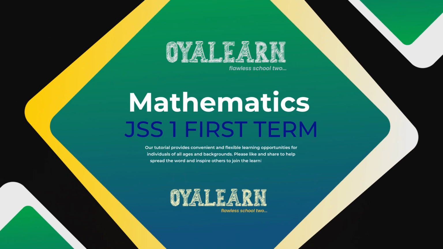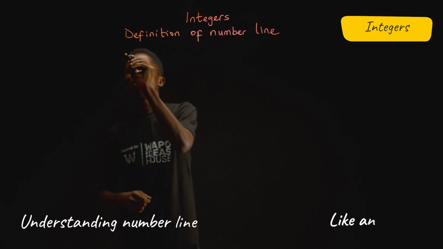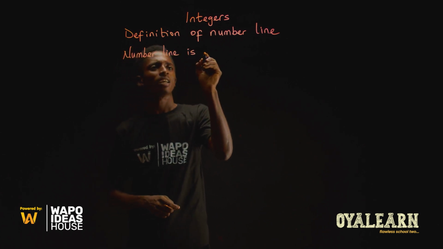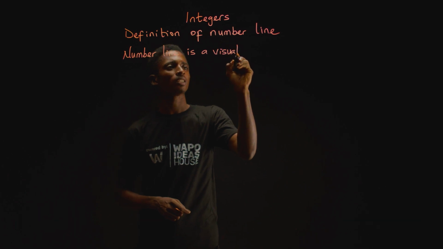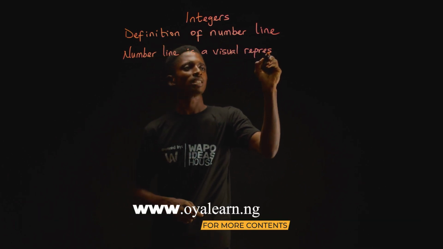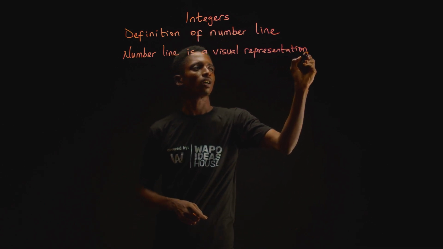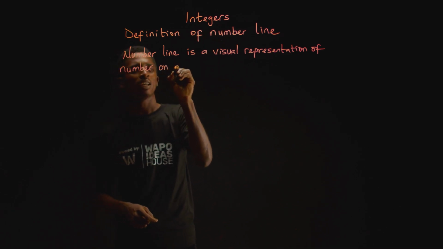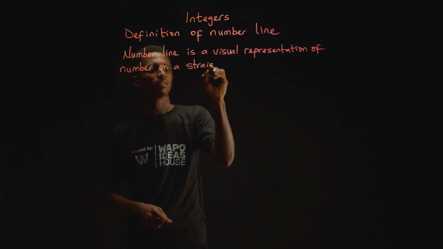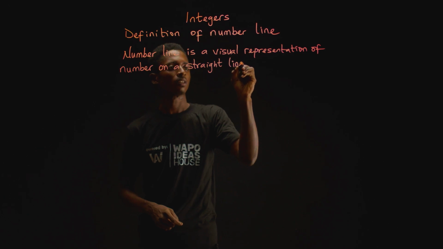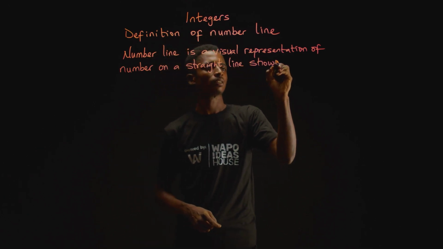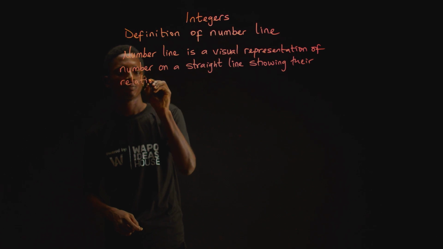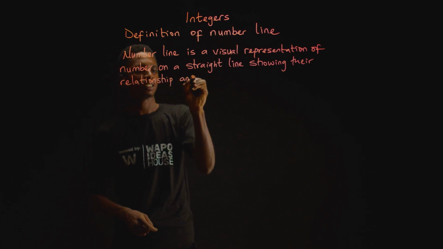Definition of number line. Number line is a visual representation of numbers on a straight line showing their relationship and order.